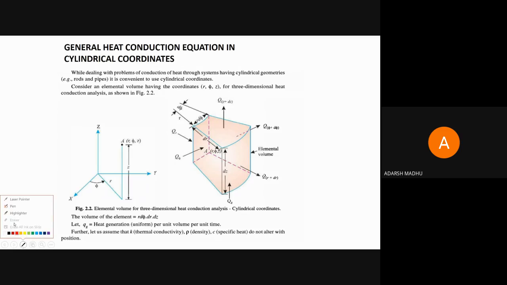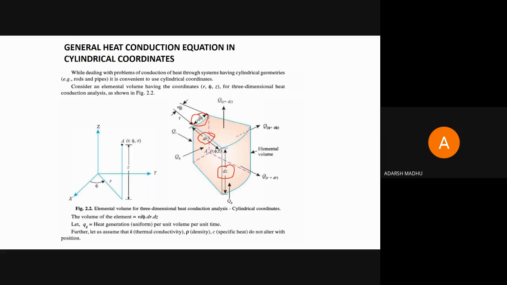Okay, r d phi is there, and dz is there. One side is dz, one side is r d phi, and one is dr, the radial distance. Dr is in the direction of the radial distance r, and d phi is the angle traveled. So the sides become r d phi and dr. Together, the volume of the element, as in Cartesian we get dx dy dz, here it is dr dz and r d phi.